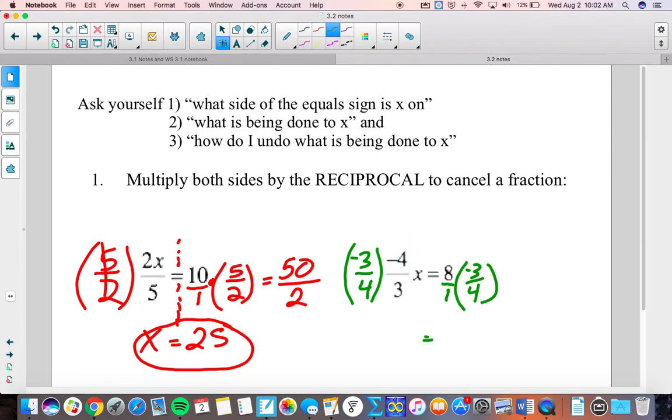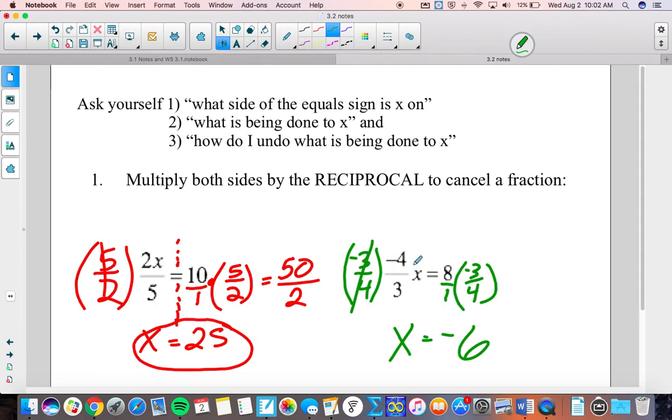So here we go. On the left side, these are inverse operations. They undo each other. You would get negative 12 divided by negative 12, you get positive 12 because a negative times a negative is a positive. So you get 12 divided by 12, which is just 1, and then you have 1x. On the right side, 8 times negative 3 is negative 24, divided by 4 is negative 6. I believe I did that kind of quick though. Maybe I goofed up. Let's check it.